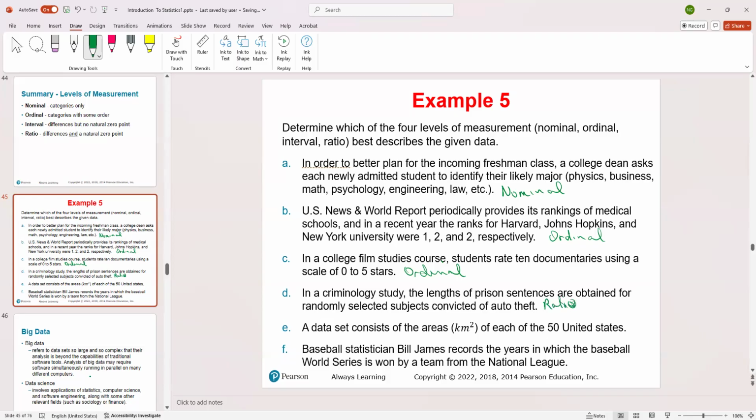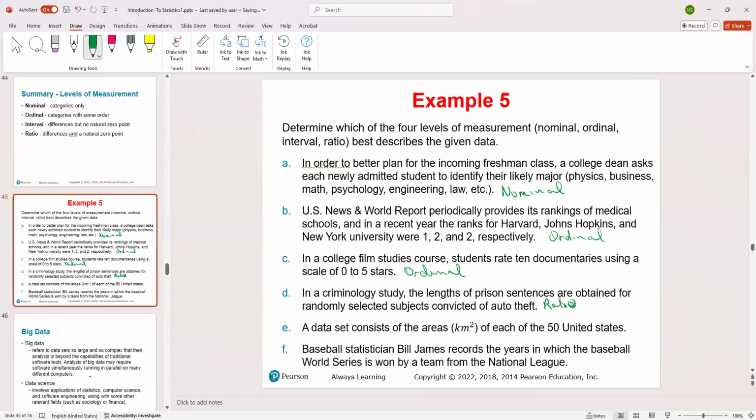Interval is like how often the Patriots win the Super Bowl, or how often NBC has won the best Grammy or something. So those are intervals. But what we want for this one is really ratio.